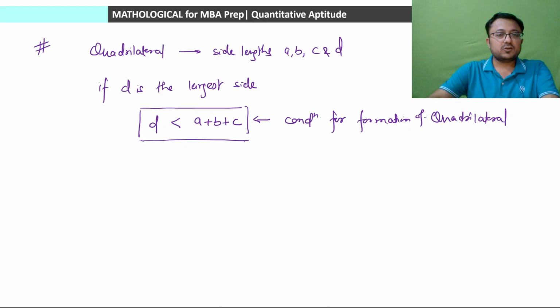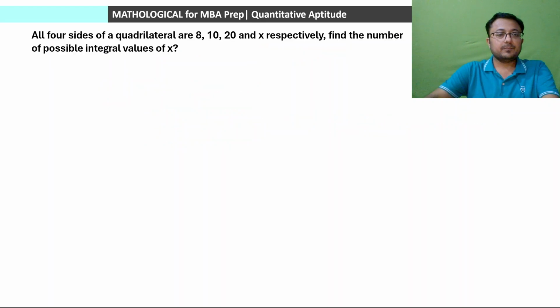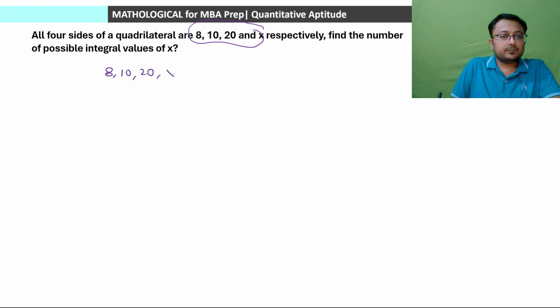इस पे भी एक क्वेश्चन कर लेते हैं शॉर्ट में. All four sides of the quadrilateral are 8, 10, 20 and x respectively. Find the number of possible integral values of x. So four sides of a quadrilateral are 8, 10, 20 and x. So the condition is that fourth side of the quadrilateral should be less than sum of all the other three sides. तो पहले तो पता होना चाहिए कि कौन सी साइड हमारी लार्जेस्ट है, और ये तो अभी पता नहीं है. सो लार्जेस्ट साइड कैन बी 20 और इट कुड बी x, बिकॉज 8 और 10 तो डेफिनेटली 20 से छोटी है. तो लार्जेस्ट साइड के लिए दो केसेस बनेंगे हमारे.